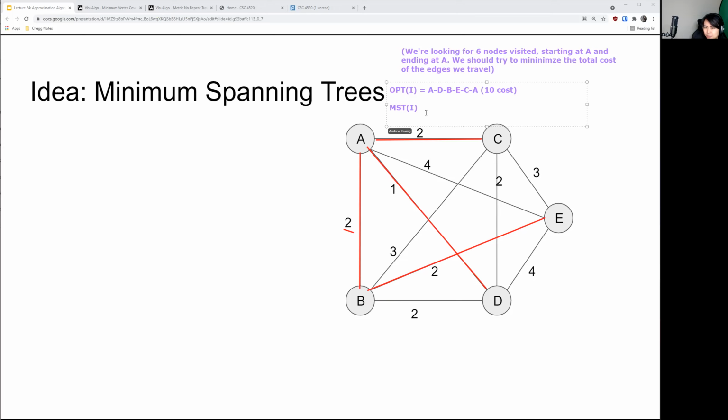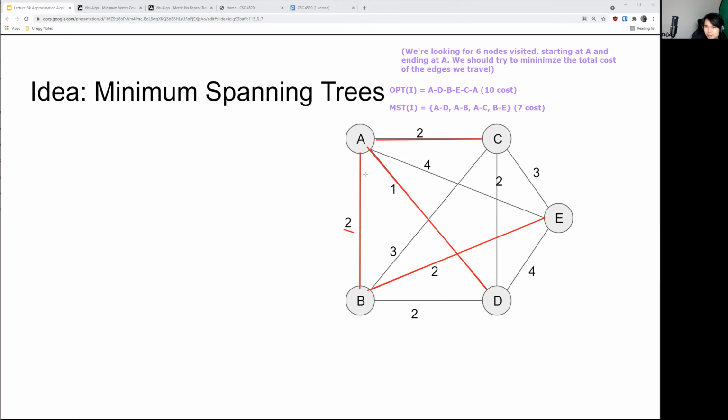What's the cost here? AD gets picked, AB gets picked, AC gets picked, and then BE gets picked. What's the cost that we have here if we just add up all the weights? This is a minimum spanning tree because it has the cheapest possible edges necessary. Okay, how does that help? That doesn't give us a tour. We don't go from A and then end at A.